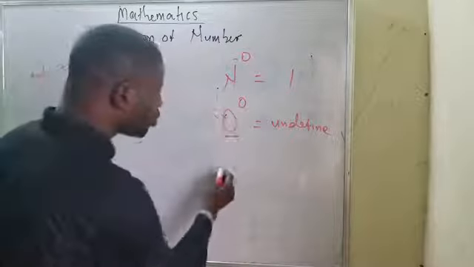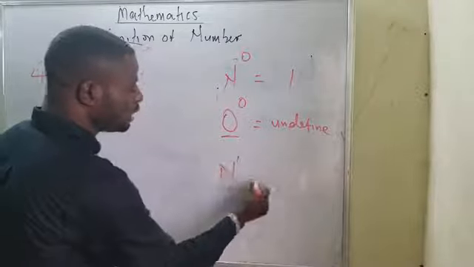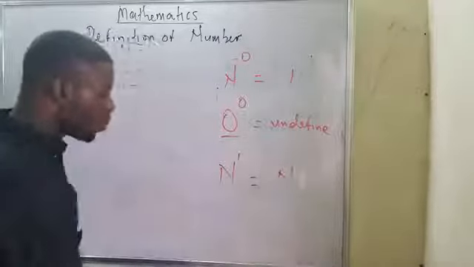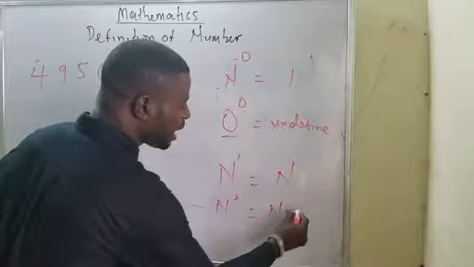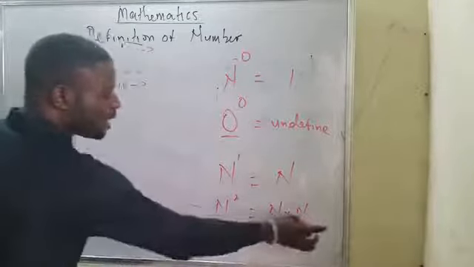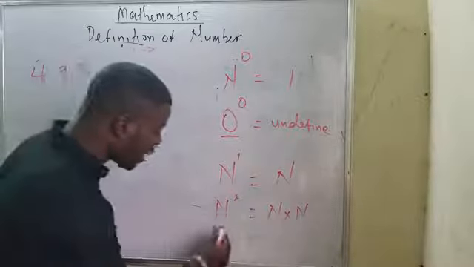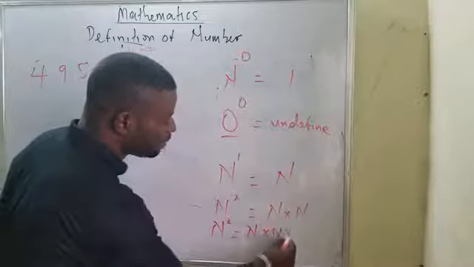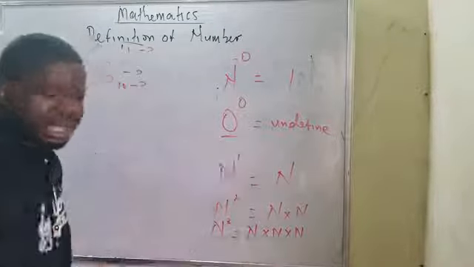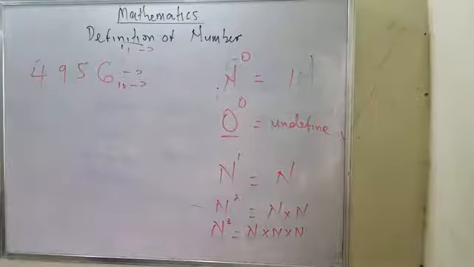And also, when the power becomes 1, the number becomes itself. When the power becomes 2, it is the number multiplied by itself. When the power is 3, we multiply the number by itself three times. Can you see? That is what I'm talking about at this point.